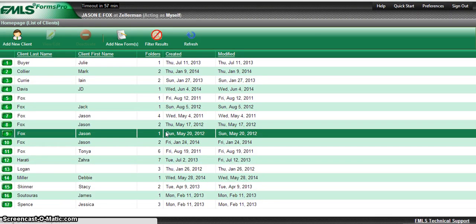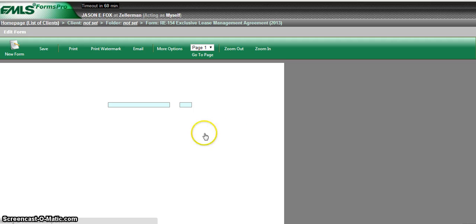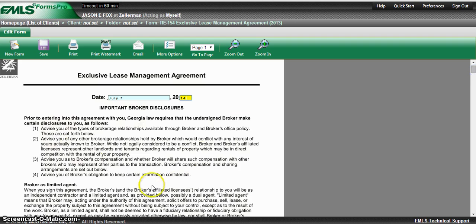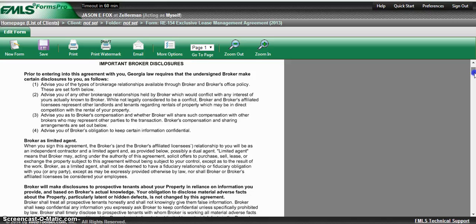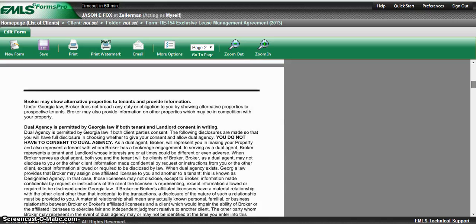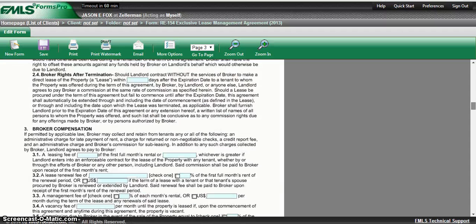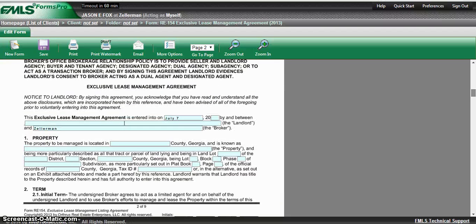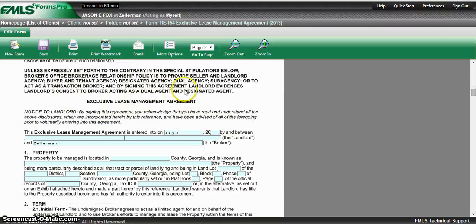RE154. You will notice at the top of the form, obviously, put our date once again. Always important to have correct. The same disclosures are in all of our forms, so I'm not going to go over those disclosures again. If you want to hear the detail, go back to RE100. So our form starts here, our contract for lease management right here.